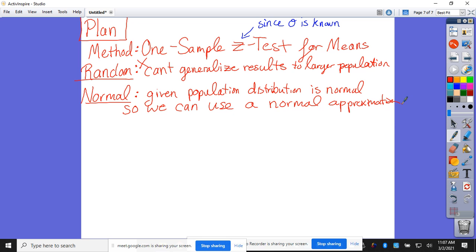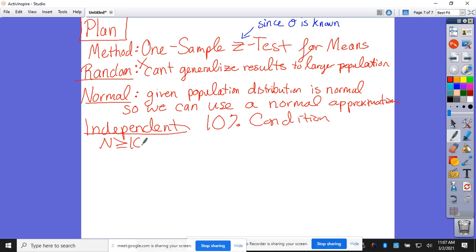What's our next condition? Which is what? I have people that start to forget to write the 10% condition just because they're so used to doing it that they just skip over that. So capital N is greater than or equal to 10 times little n.